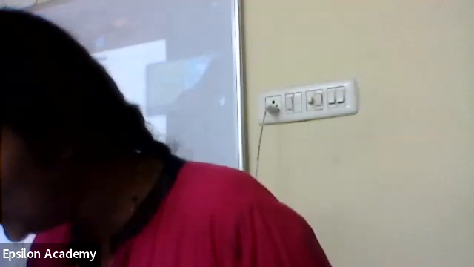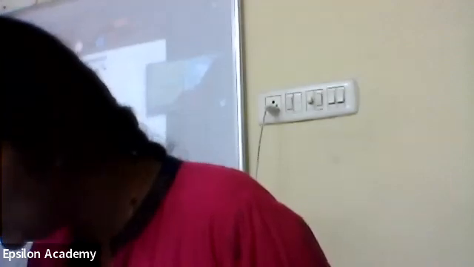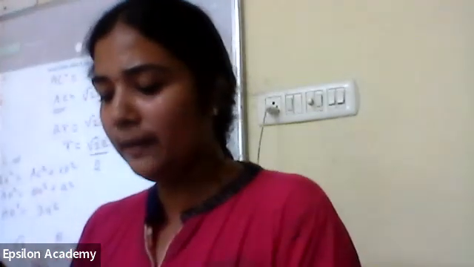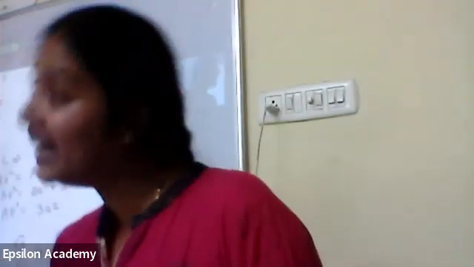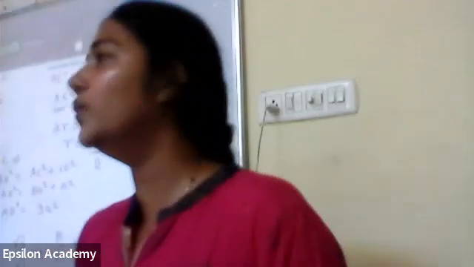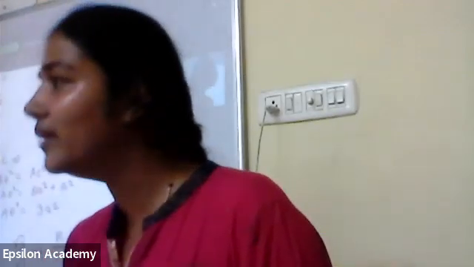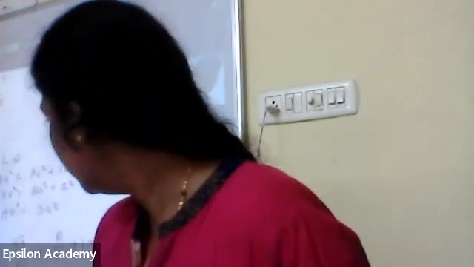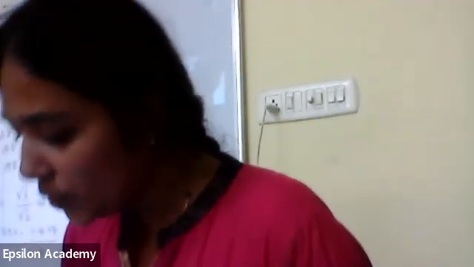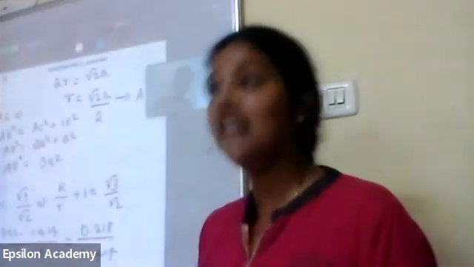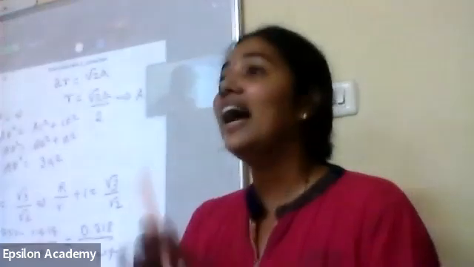Now divide 0.318 by 1.414. 0.2248. So can we round it off as 0.225? So now capital R by small r is equal to 0.225. So capital R is equal to 0.225 r. This is your relationship between tetrahedral void and atom.